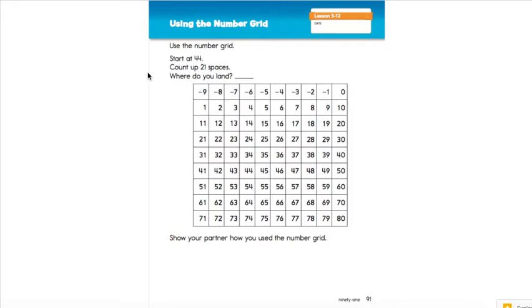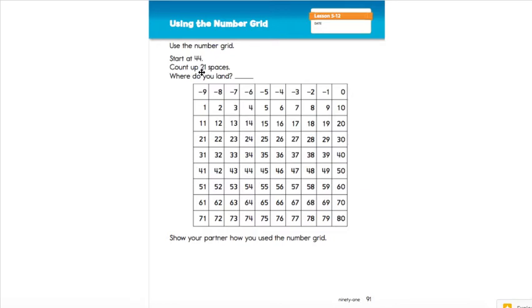I would also like for you, once you have figured out what number you land on, somewhere in the open space, I would like for you to write a number model for me, okay? A number model that shows 44 plus 21 equals what? All right? And then you're going to show an adult, a sibling, or a friend at home what you did to solve 44 plus 21, okay?